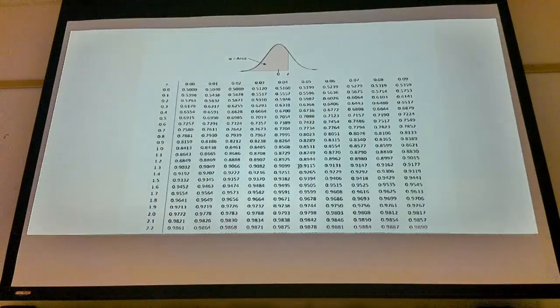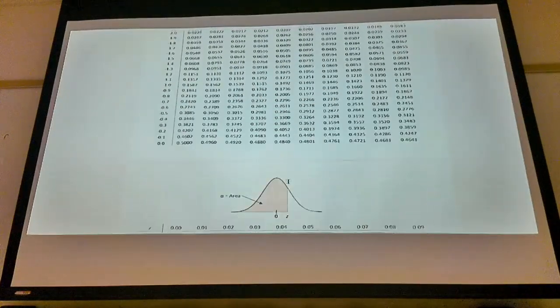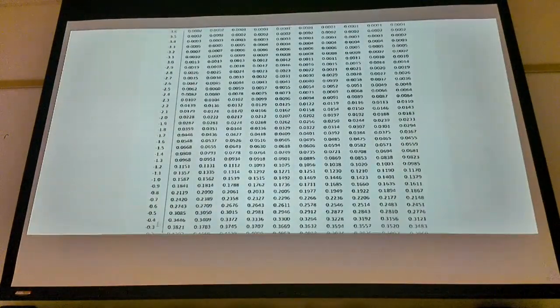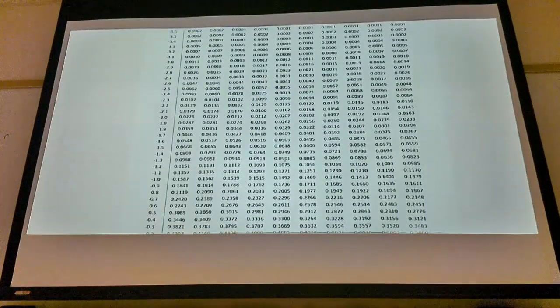1.35 right here. So 0.9115. Yes? Minus, and it was negative 1.37. There's negative 1.3, then 0, 1, 2, 3, 4, 5, 6, 7. Point 0853.